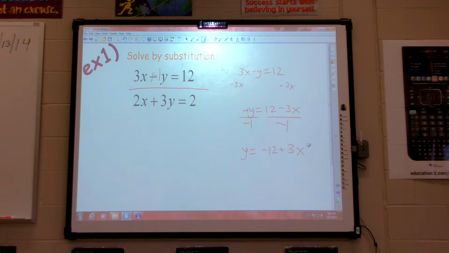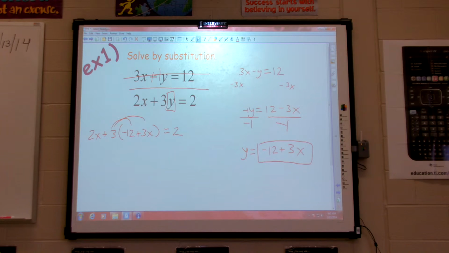Now, once I have it by itself, I highly recommend you cross off that equation. Simply because as we add more variables, some people accidentally plug into the same equation. They get some weird answers. So what I'm going to do now, y equals all this junk, so I'm going to plug it in for y here. But when I plug it in, I better use what? Parentheses, because there's more than one term. So I have 2x plus 3 parentheses, -12 plus 3x equals 2.